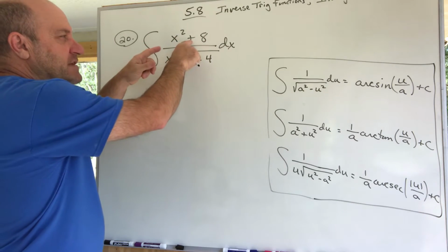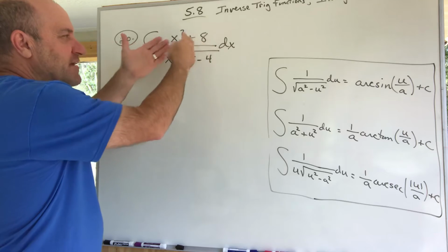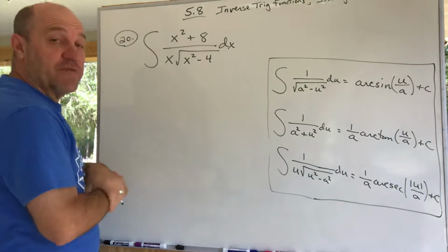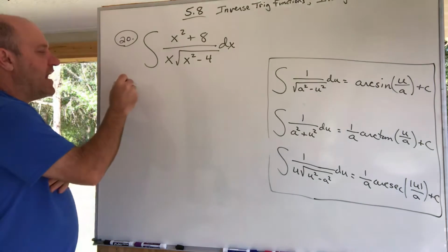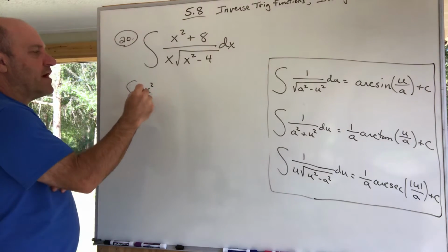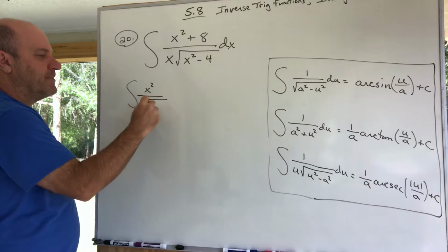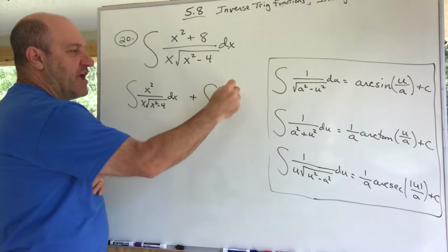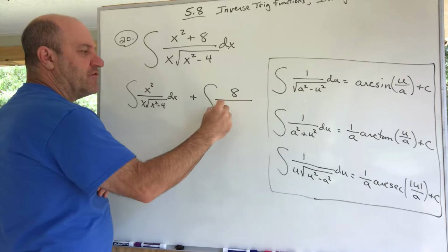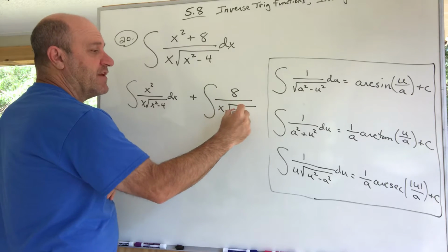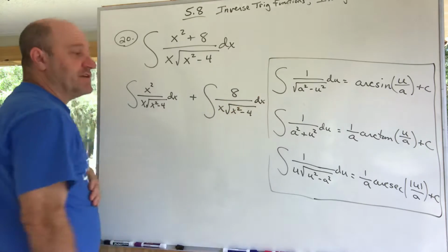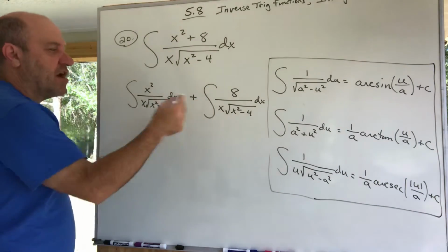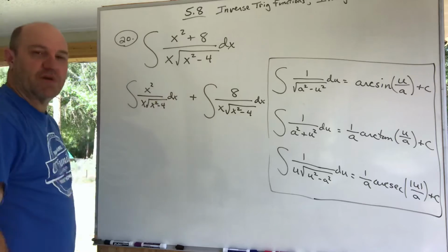This numerator is 2 separate numerators added together with a common denominator. I could bust this into 2 different integrals. So if I write it as x squared over this denominator plus an 8 over this denominator and treat it as 2 separate integrals, I think I can do this a little easier. So that's the deal. You can separate that numerator over this common denominator and treat it as 2 separate integrals.